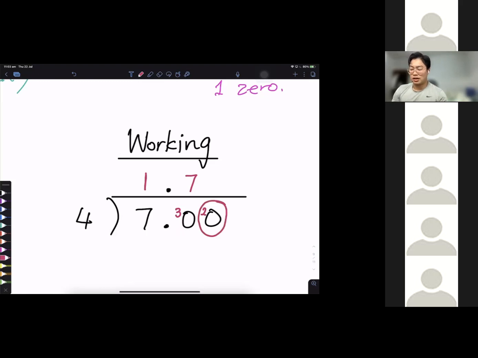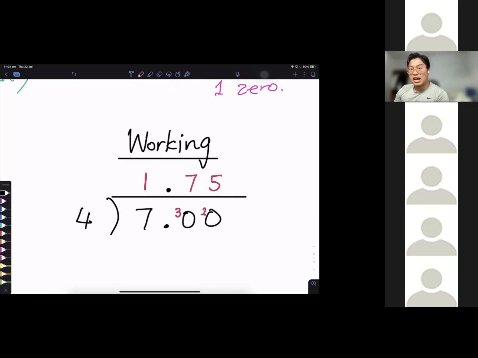Our number is 20 now. How many times does 4 go into 20? 5. Do we have anything left over? 4 times 5 is 20, yeah? From 20 to get to 20, there's nothing. It's already smack bang onto the 20 there. So there's actually nothing left over.